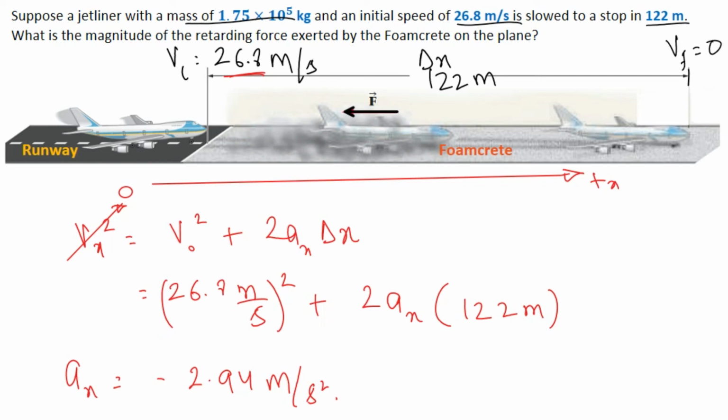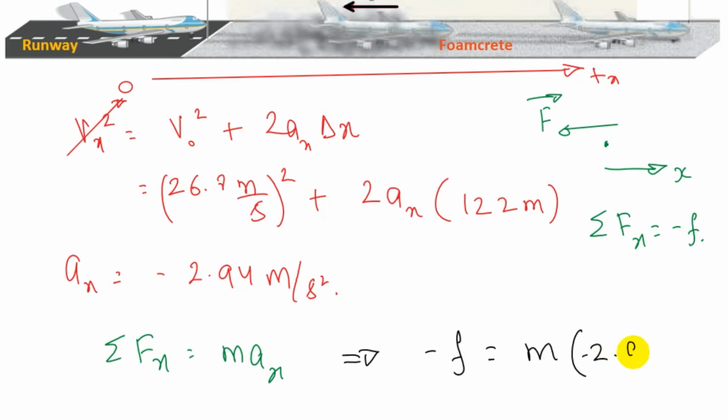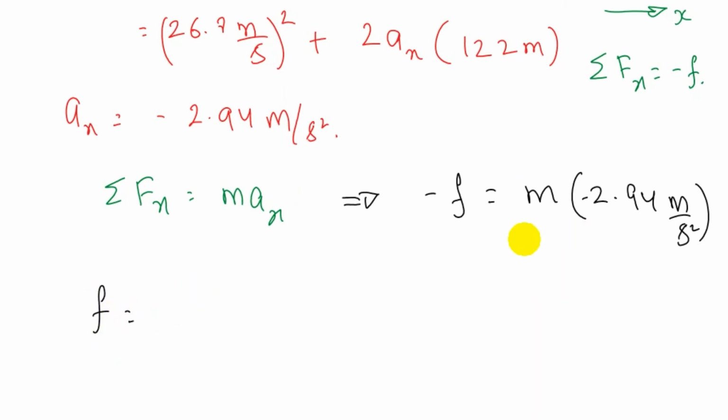Now we're going to apply Newton's second law of motion, but before that we're going to make a free body diagram for the jetliner. So this is the point mass. Now the force is along this direction, this is F, and we have taken this direction to be the positive x. So in the x direction, sigma Fx, we have the component of force, in the x direction we have minus F. Now by applying Newton's second law, we can write that sigma Fx is equal to mass times acceleration in the x direction, and sigma Fx we have minus F is equal to the mass times the acceleration in the x direction, which is minus 2.94 meter per second squared. From here we can find the force. Now F would be equal to mass times acceleration.